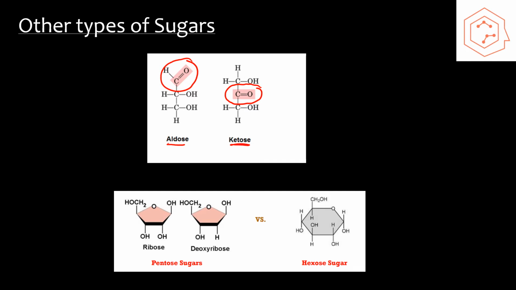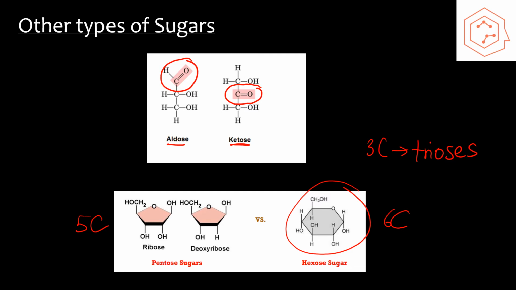Secondly, sugars can also be named according to their number of carbons. In this case, we have ribose and deoxyribose, which contain 5 carbons. Those are called pentose sugars. And this molecule over here is a hexose sugar because it contains 6 carbons. Sometimes you can have 3-carbon sugars that are known as trioses. I also wanted to mention that the difference between ribose and deoxyribose is the presence of a hydroxyl group on the carbon over here. So deoxy means without oxygen, so that's the way to remember the difference between ribose and deoxyribose.